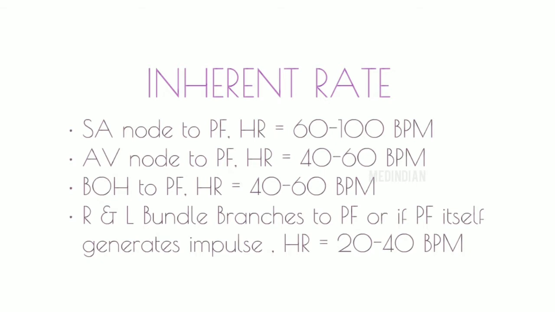And the same is the case with the bundle of His. If the AV node as well as the bundle of His fails, the right and left bundle branches and the Purkinje fibers generate the impulse, which gives a heart rate of about 20 to 40 beats per minute.